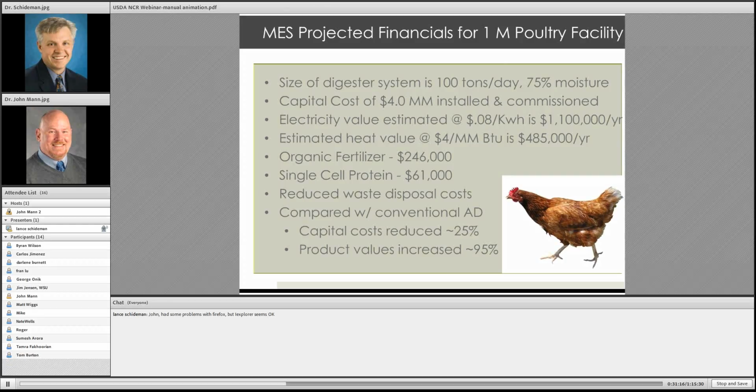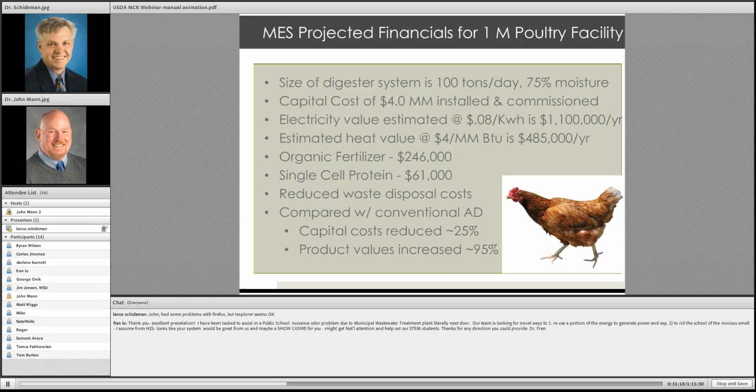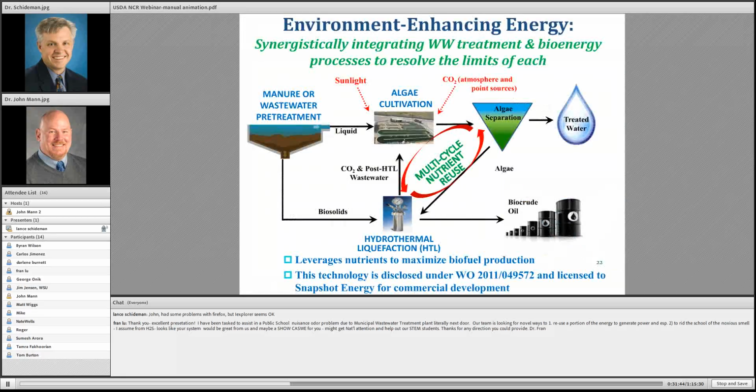And then you have some savings with respect to reduced waste disposal. If you compared that to a conventional anaerobic digester system, the capital cost would be reduced about 25% due to the increased rates, and the product values would be increased by about 95% due to some of the extra products and the extra amount of methane that you can get out of the original anaerobic digestion with bioaugmentation. Okay, so I think I'm going to take a break there and do the questions before we launch into the second part.